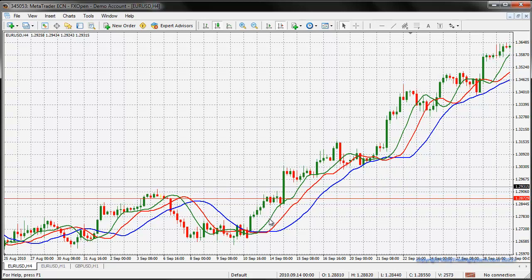Well, what we're looking for is basically, you see the distance between this candle and these lines. If it's touching the lines, then great. If it's touching the lines, then great, you can go long.